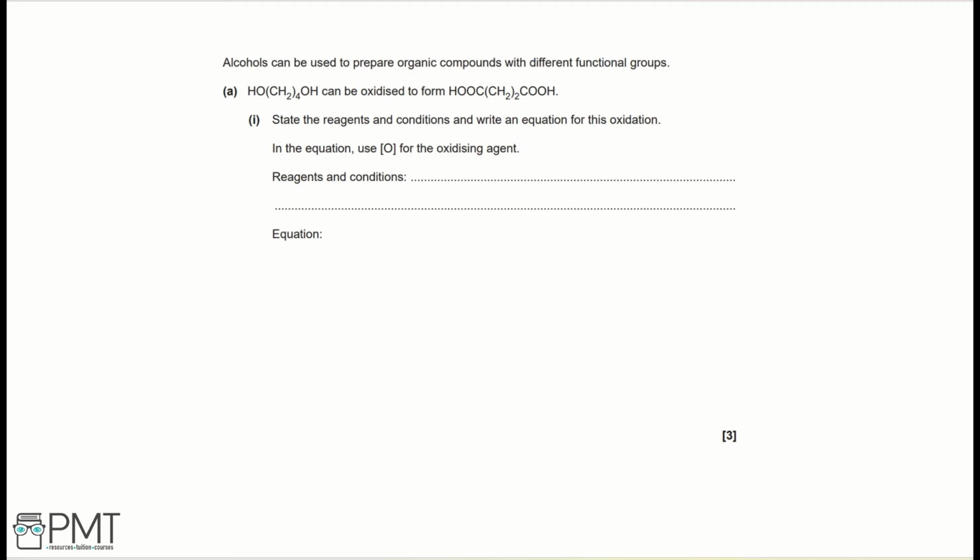So if we start with the reagents and conditions, the first thing we need is an oxidizing agent. So if you look on your reaction map for this syllabus, and you look at the reaction going from an alcohol to a carboxylic acid, you'll see an example of an oxidizing agent, which is potassium dichromate, K2Cr2O7. But you also need it acidified, so you can write this as H+ or acid, and we need reflux. So this is so that it forms a carboxylic acid and not an aldehyde.